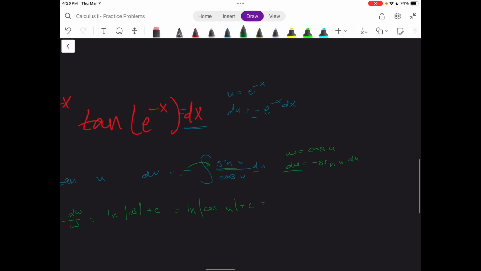Finally, u was e to the negative x, so it becomes ln cosine, and e to the negative x will never be negative, so we can drop the absolute value sign. That graph never drops below the x-axis, so finally our answer is ln cosine e to the negative x.